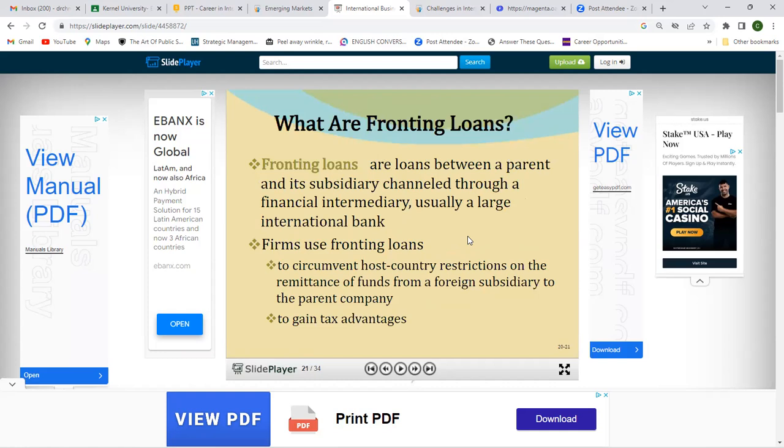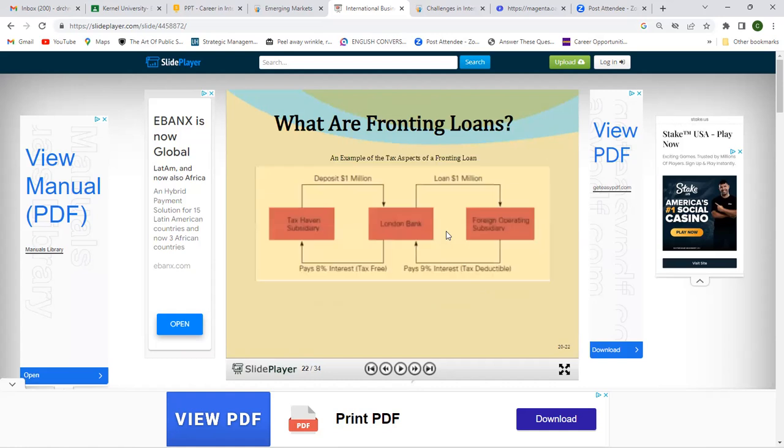Fronting loans. These are loans between parent and subsidiary channeled through a financial intermediary, usually a large international bank. Firms use fronting loans to get around host country restrictions on remittance of funds from a foreign subsidiary to a parent company and to gain tax advantages. An example of a tax-motivated fronting loan: a deposit of 1 million in a tax haven subsidiary pays about 8% interest, tax-free. The London bank makes a loan of about 1 million, paying about 9% interest, which is tax deductible.